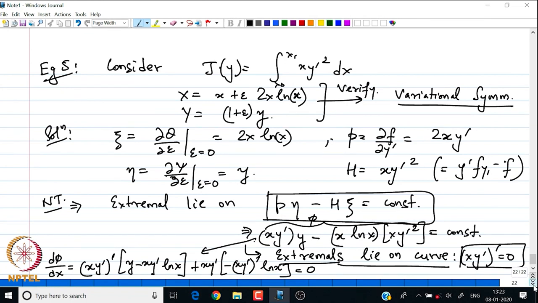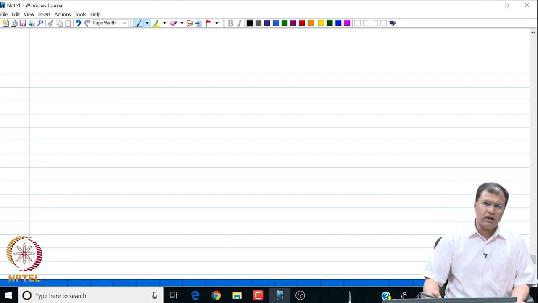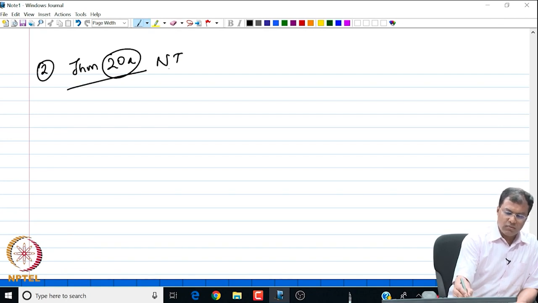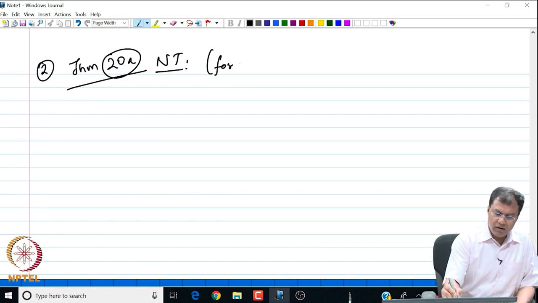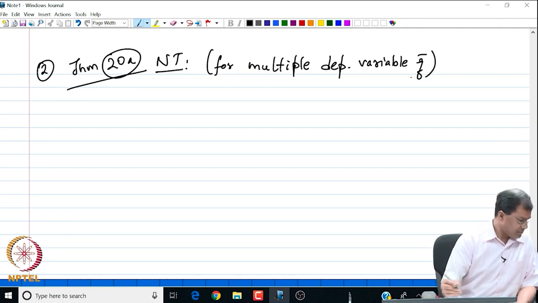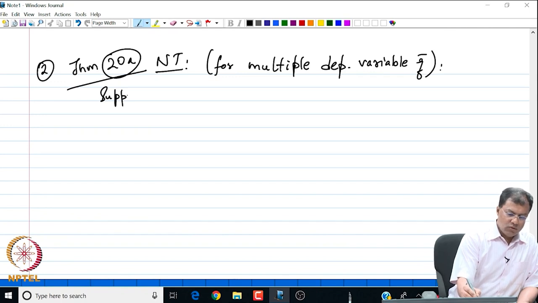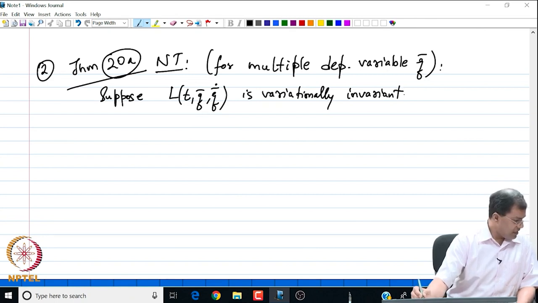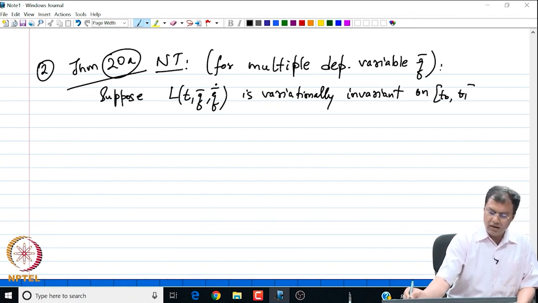Okay. So, let us now extend Noether's theorem for functions of multiple variables, and let us look at an example for that case. Let me call this theorem 20a, because this is the extension of Noether's theorem. It tells us that for multiple dependent variables q bar, suppose L of t comma q bar dot is variationally invariant on the interval T0 to T1, right?